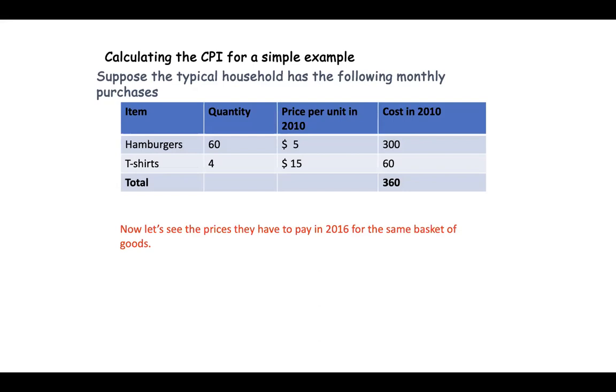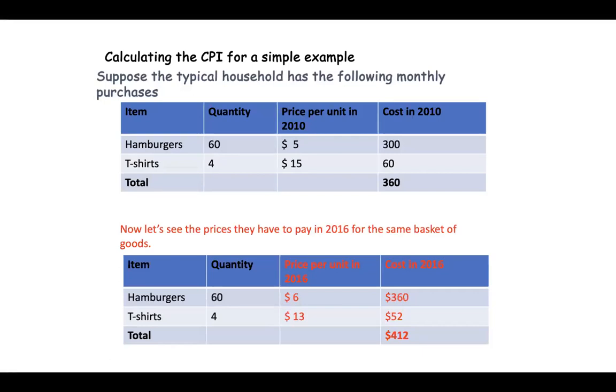Okay. Now, to compute the CPI, we want to see what happened to the prices of hamburgers and t-shirts 6 years later. So let's suppose that 6 years later, in 2016, the basket is still going to be 60 hamburgers and 4 t-shirts, but now we see the price of a hamburger has gone up to $6. The price of a t-shirt has gone down to $13. The overall cost of this basket of 60 hamburgers and 4 t-shirts now is $412. So we could say that the CPI in 2010 was 360, and now the CPI in 2016 is 412.